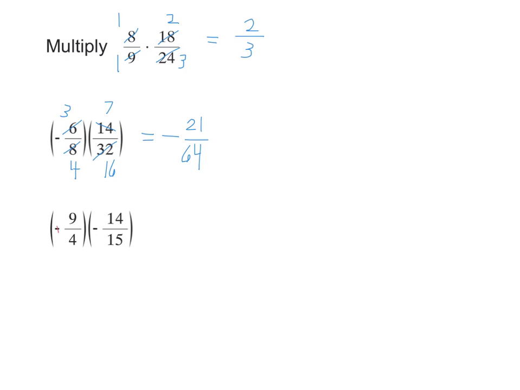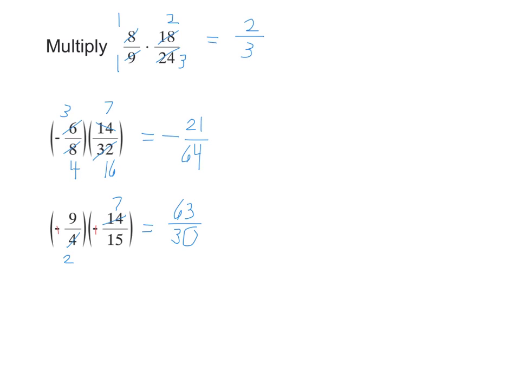Last one on here. The negatives cancel. 4 and 14 are both even, so I'll divide by 2. And I think that might be it. I don't see anything else in the denominator that has anything in common with the numerator. So I'll multiply across the top, and across the bottom. But wait, something was in common. These two numbers have a 3 in common. I must have missed something.